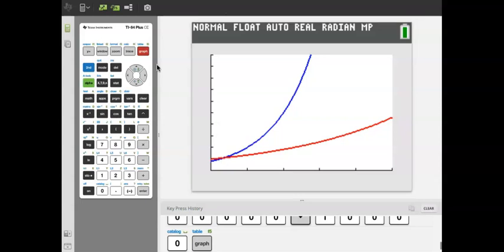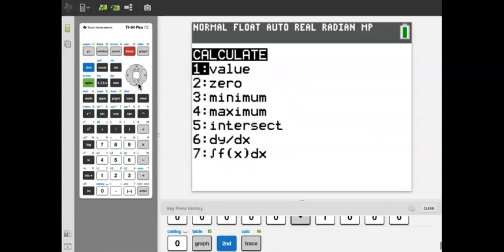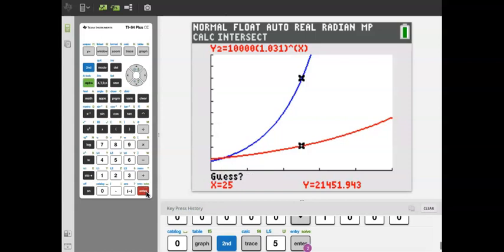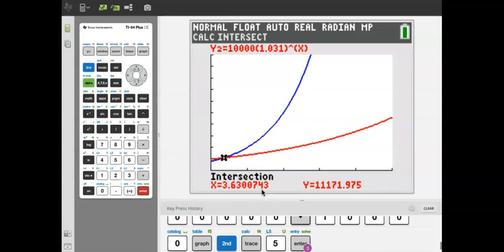I now want the calculator to find that intersection point for me. So I'm going to head to my calculate menu. I'm going to do second and then trace and pick option number 5 for intersection. It's going to ask you if this is the first curve, just hit enter to say yes. It'll say, is this the second curve? Just hit enter to say yes and enter again for the guess. It'll move the cursor to that intersection point and then we can find our values.